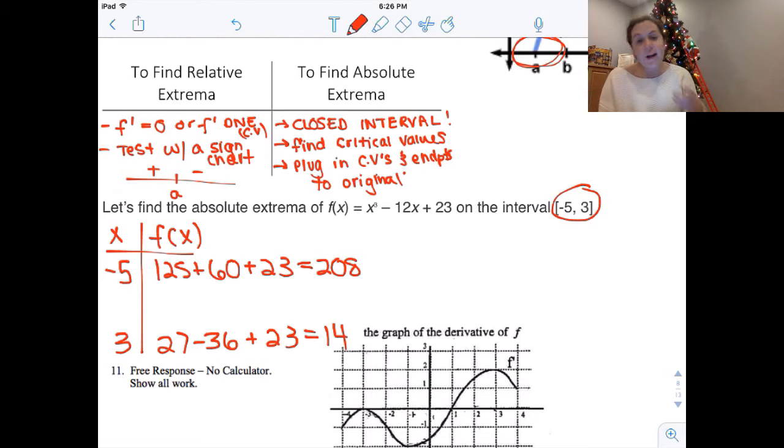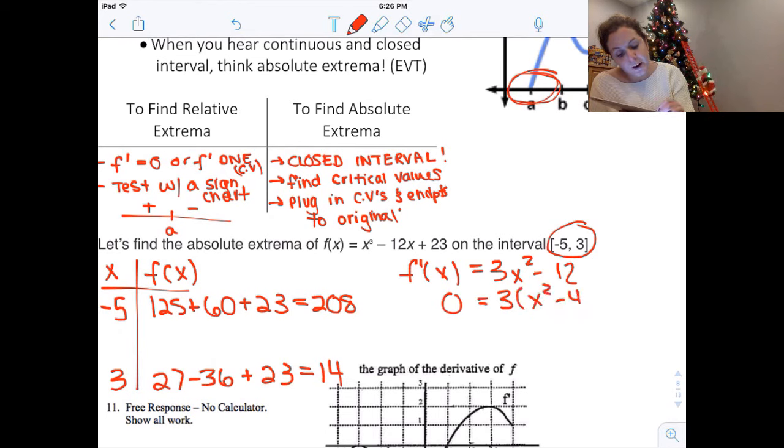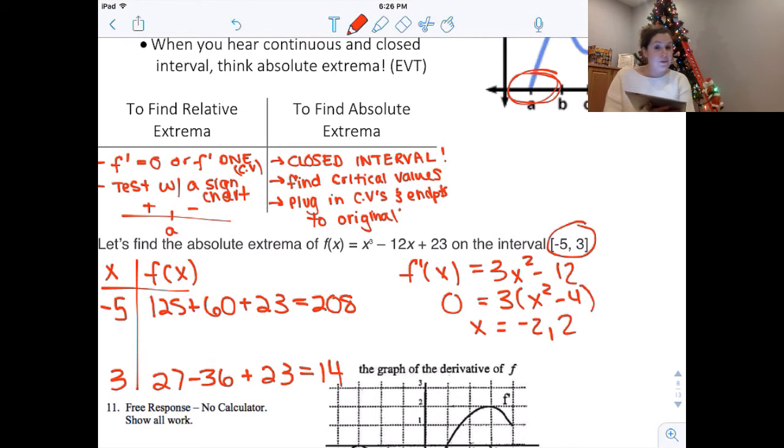So f prime of x would be 3x squared minus 12, which is 3 times x squared minus 4. So this would have zeros at negative 2 and positive 2. Those both happen to be on that interval, so you do need to test both. So negative 2 and positive 2.